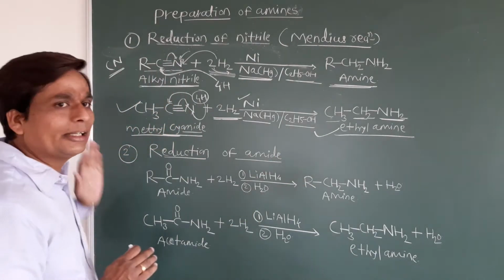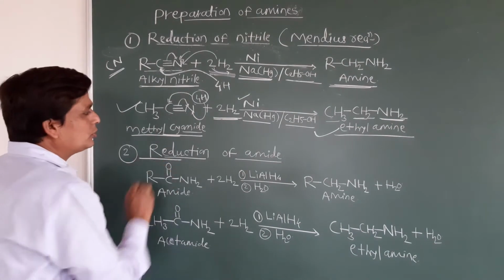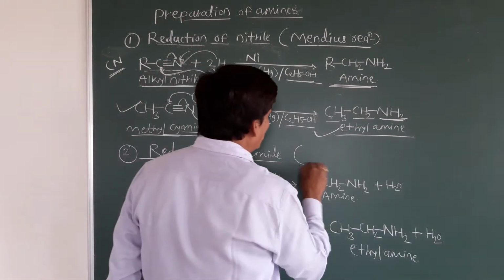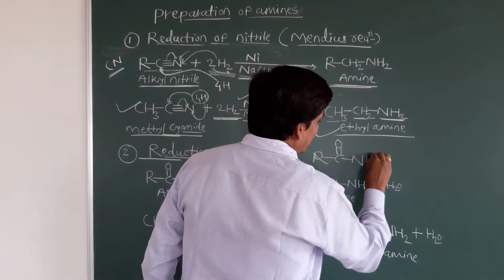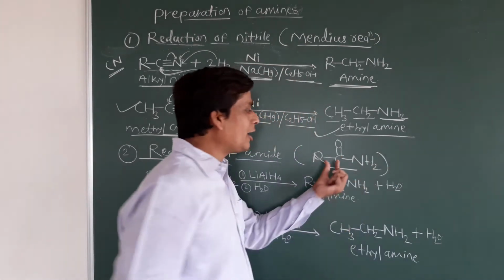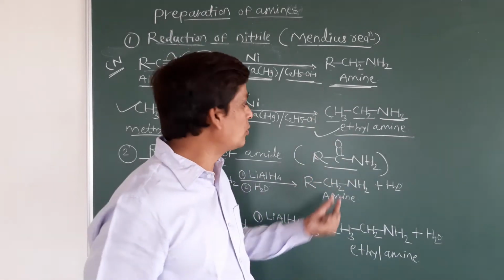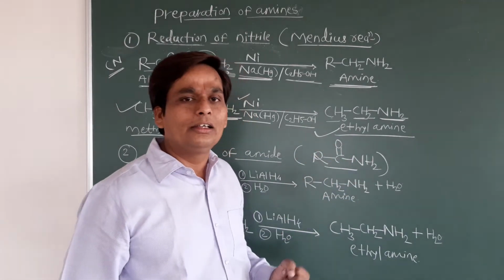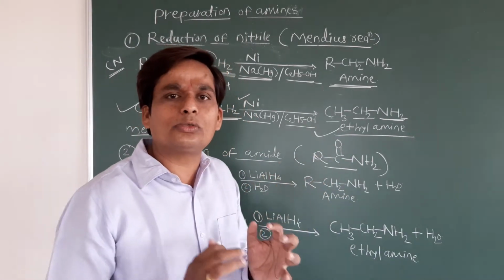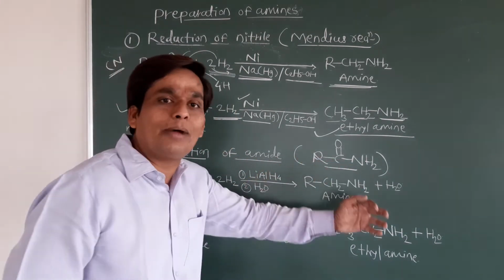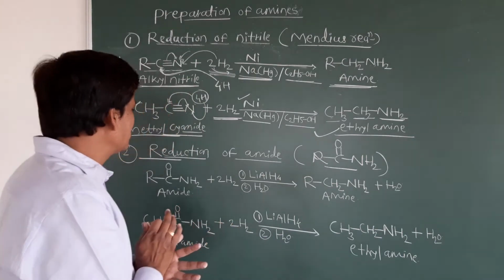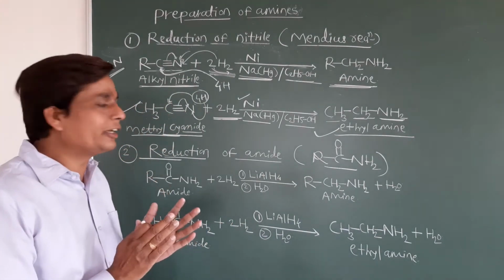This is the second method, reduction of amide. Students, what is the general formula of an amide? R-C double bond O-NH2. An amide contains the carbonyl group and the amine as functional groups. When a carbonyl group is joined with an amine group, it is an amide. It is also an organic compound. By using this amide you have to prepare the amine. It is a very simple mechanism, and it is also a reduction process.